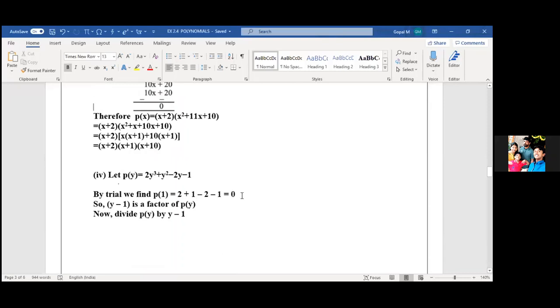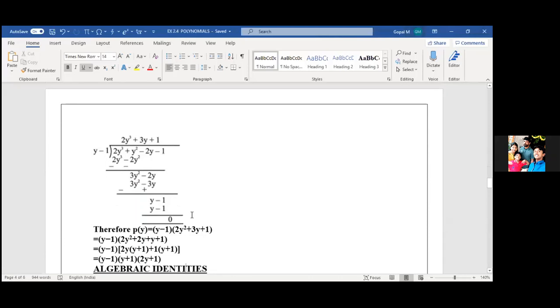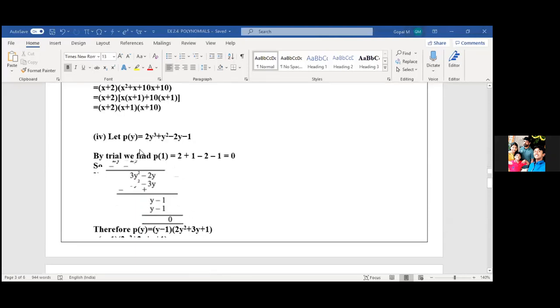So we are getting 0. So y is equal to 1, which means y minus 1 is a factor. I got one factor here. Am I clear, children? Yes, ma'am. Ma'am, explain again, ma'am. Yes, come on, I don't understand.